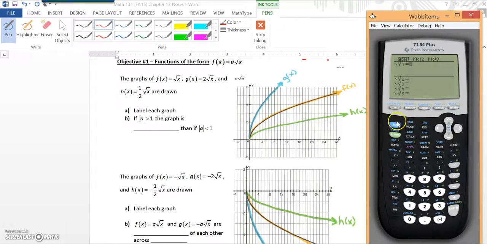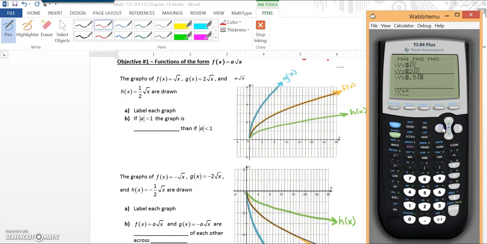So let's clear this out. And then let's turn off our stat plot if the stat plot is on. Let's turn that off. Go back to y equals. Then we could type in these values. We can make our y1 square root of x and press enter. Our y2, 2, and then the square root of x, and then enter, and then our y3, which would be a half, we can make that as 0.5 square root x.